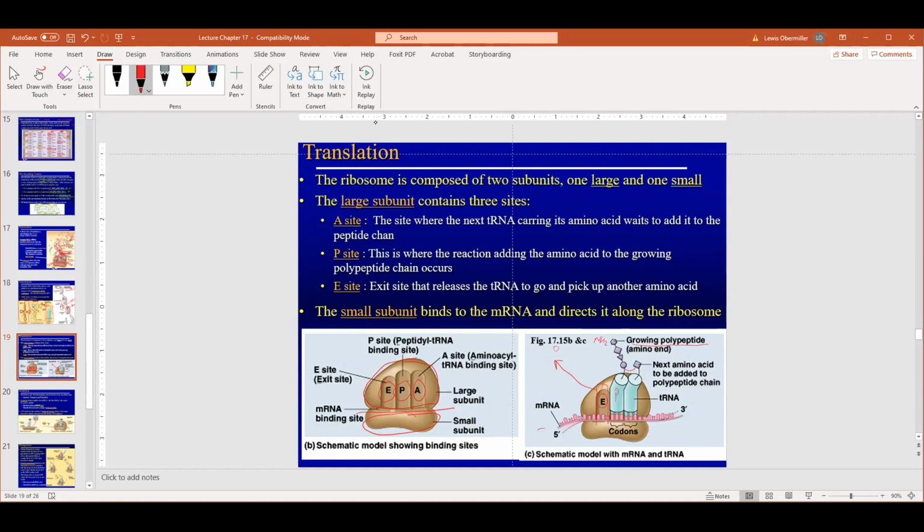So the A site is where the charged tRNA comes in. This is a charged tRNA because it has an amino acid attached to it. The E site is where the uncharged one, the one that doesn't have an amino acid on it, leaves at the exit site. And then the P site is where the growing chain is formed.